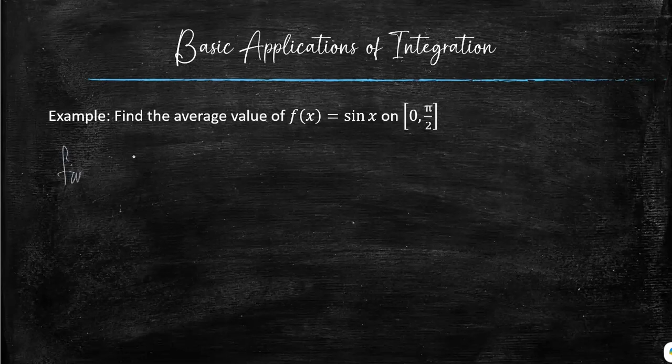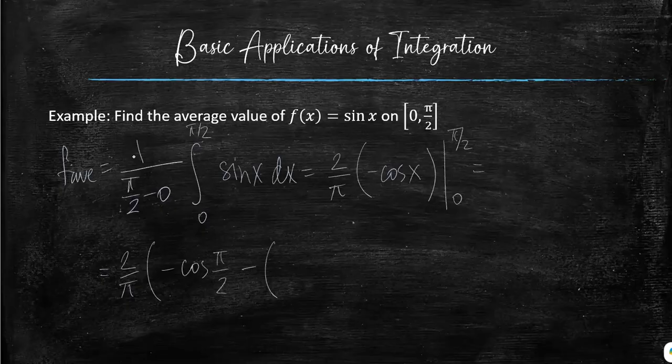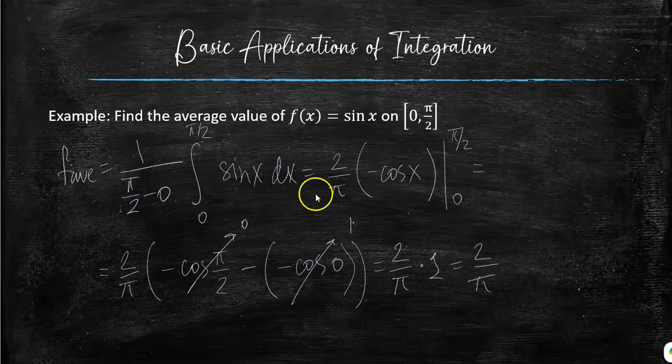So to find the average value of this function, we're going to set up the formula. So it's going to be 1 over pi over 2 minus 0, multiplied by the integral from 0 to pi over 2 of sine of x dx. And we have 2 over pi negative cosine x from 0 to pi over 2. So it's 2 over pi negative cosine of pi over 2 minus negative cosine of 0. Cosine of pi over 2 is 0. Cosine of 0 is 1. So we have 2 over pi times 1. So the answer is 2 over pi. Make sure you got the right answer.